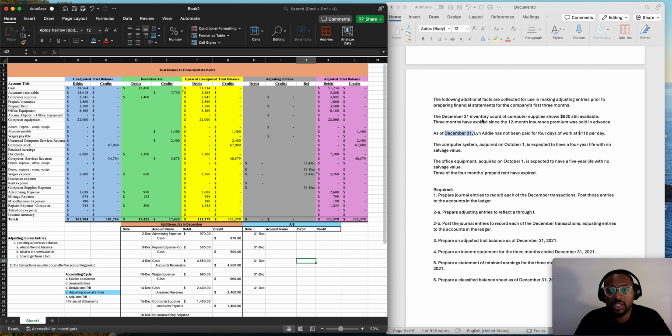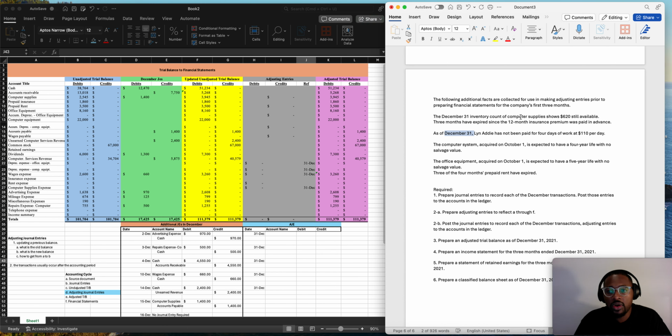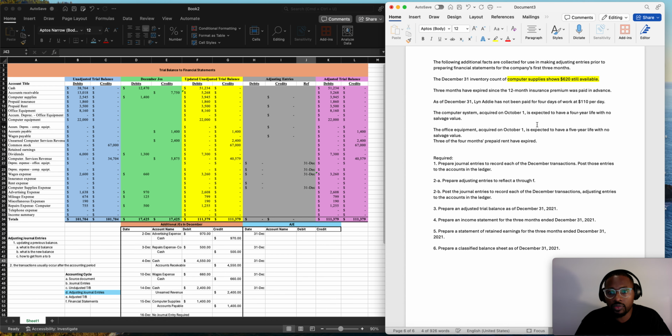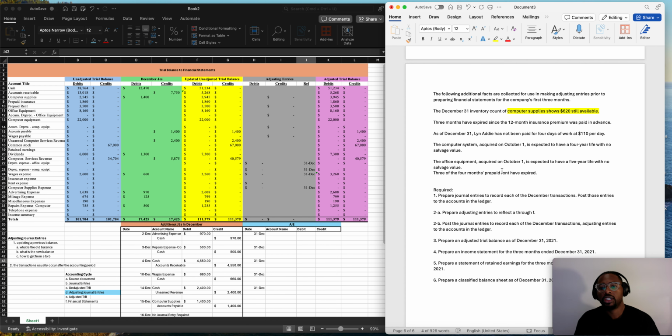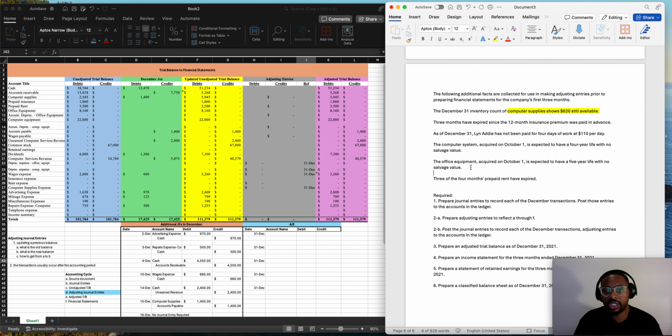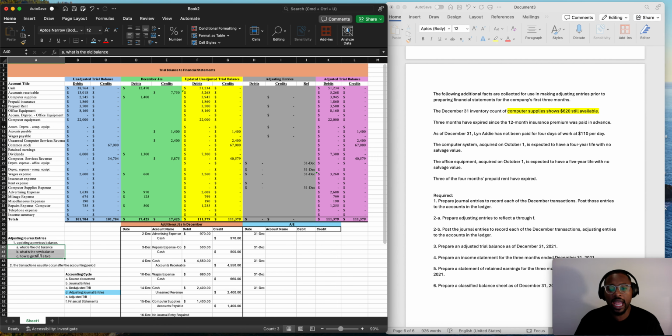So on December 31st, it says our inventory count of computer supplies shows, very important, 620 still available. Okay. So let's just work that out, right? So here we have a situation where at the end of December 31st, our balance is 620.